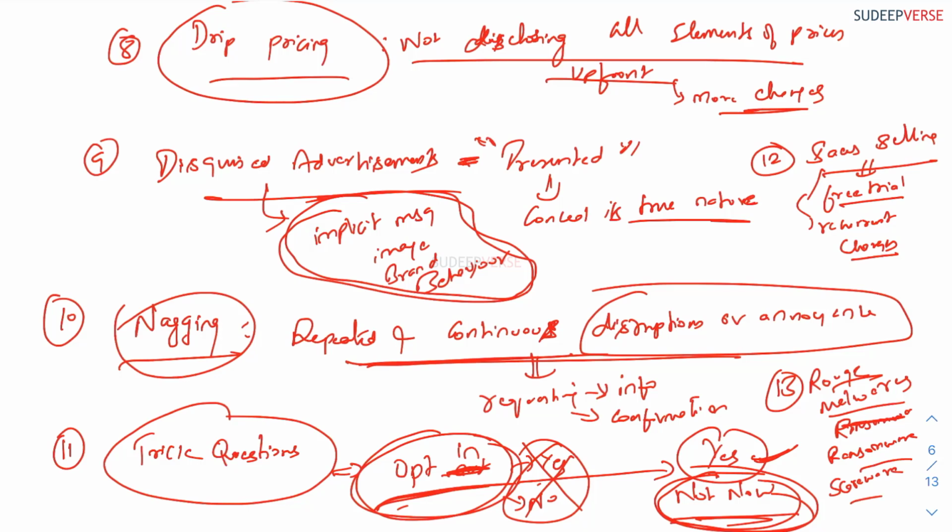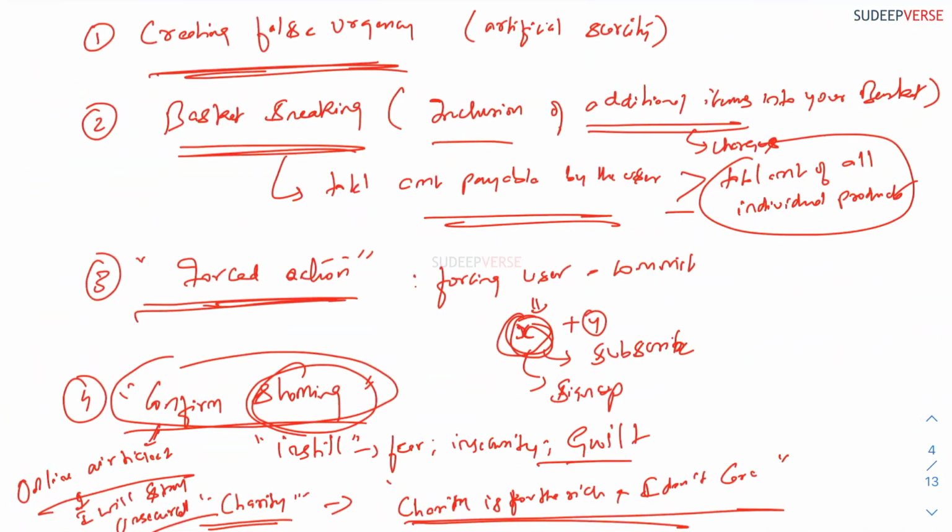Okay, so these are some rogue malwares. Overall, these are the 13 different dark patterns that are banned by the Central Consumer Protection Authority.